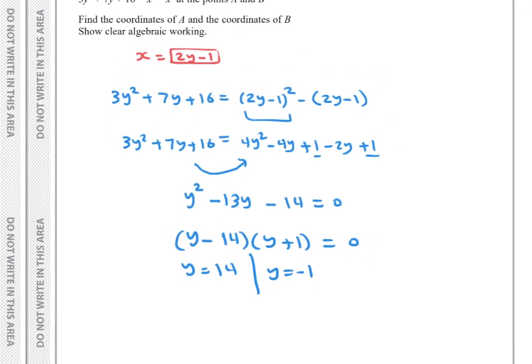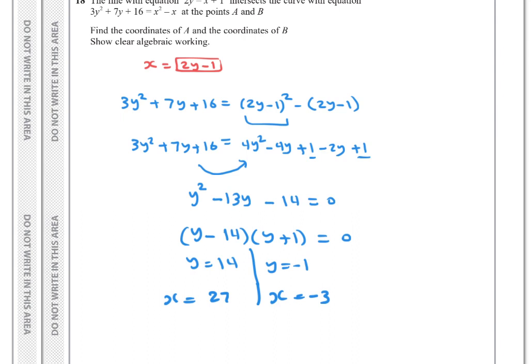If y equals 14, then x equals 2 times 14 minus 1, so 2 times 14 is 28, minus 1, so 27. Now if y equals negative 1, then x equals 2 times negative 1, negative 2, minus 1, negative 3, so x equals negative 3. So the 2 points are (27, 14) and the other point (negative 3, negative 1). We can call this point A and this point B.